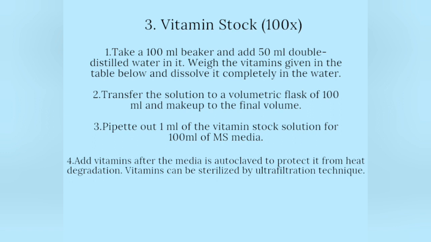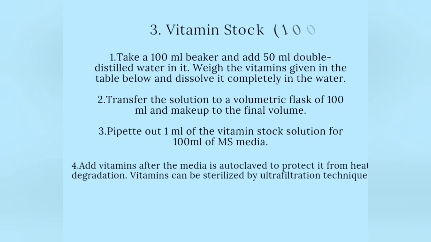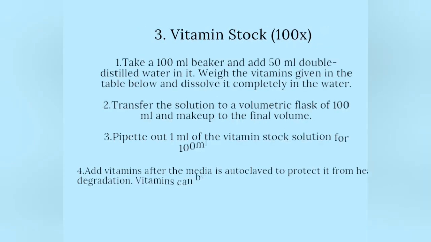3. Vitamin stock, 100x. 1. Take a 100 milliliters beaker and add 50 milliliters double distilled water in it. Weigh the vitamins given in the table below and dissolve it completely in the water. 2. Transfer the solution to a volumetric flask of 100 milliliters and make up to the final volume. 3. Pipette out 1 milliliter of the vitamin stock solution for 100 milliliters of MS media. 4. Add vitamins after the media is autoclaved to protect it from heat degradation. Vitamins can be sterilized by ultrafiltration technique.